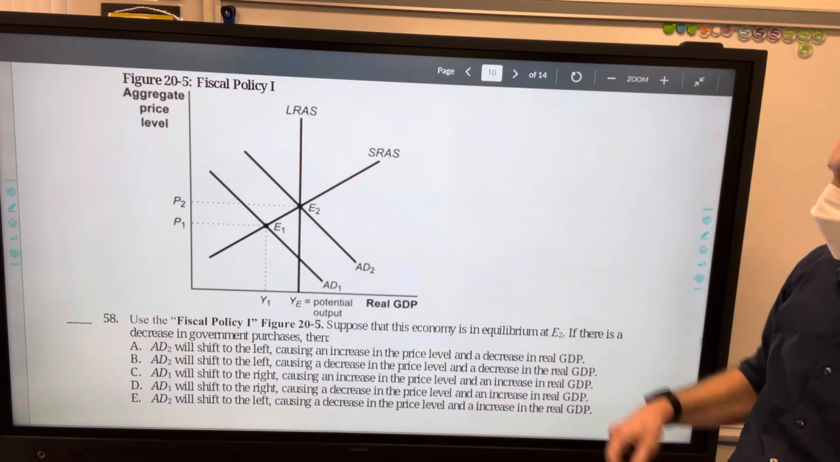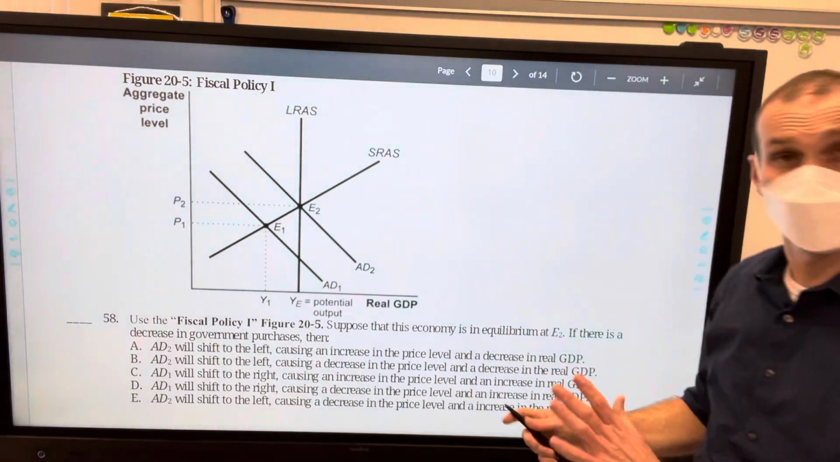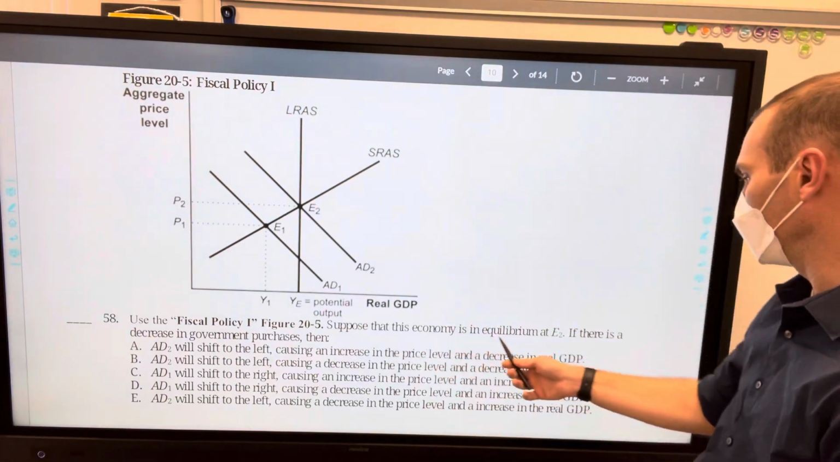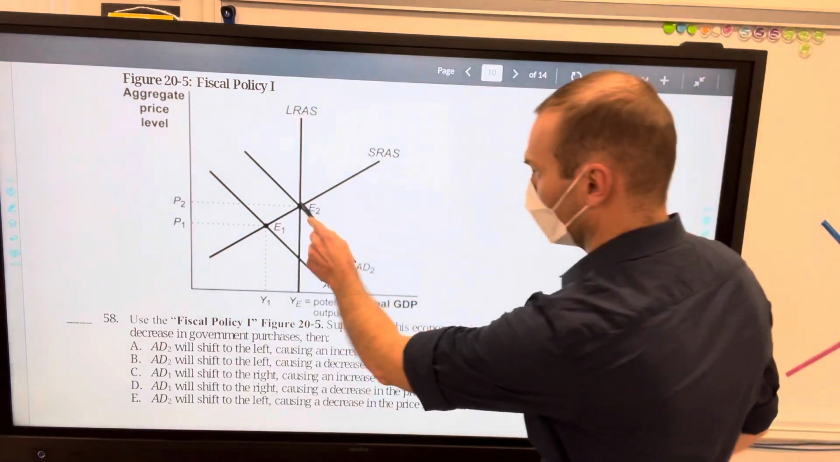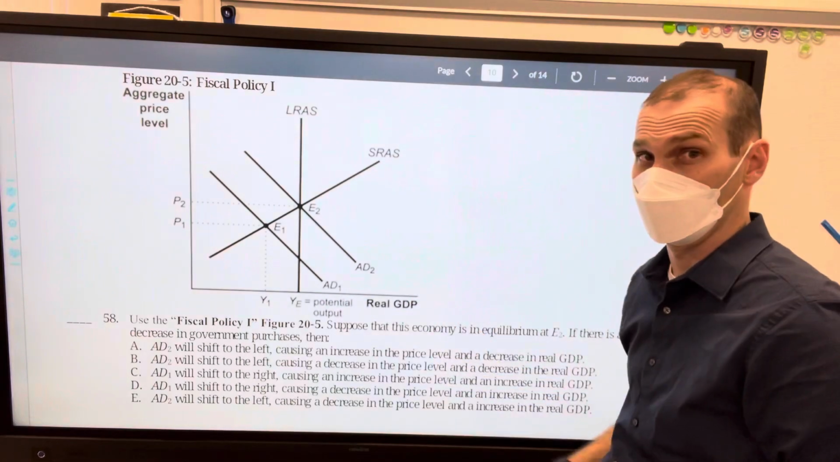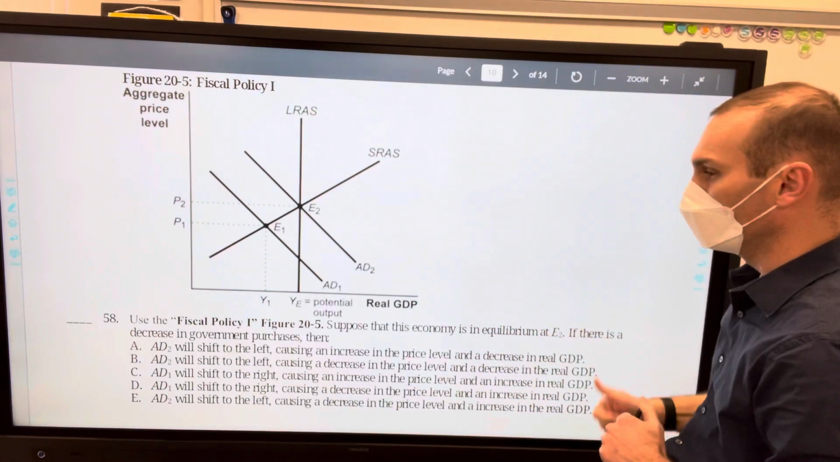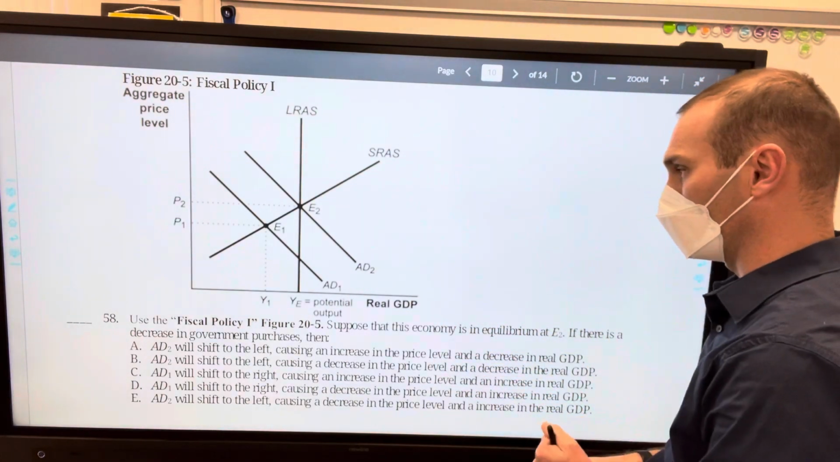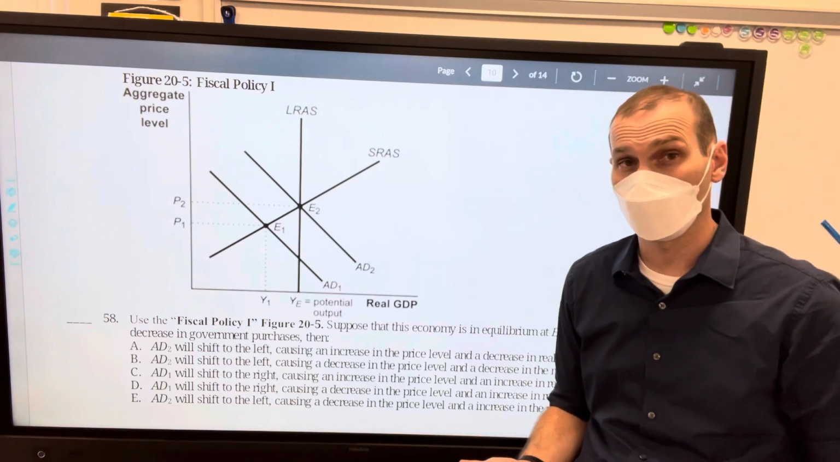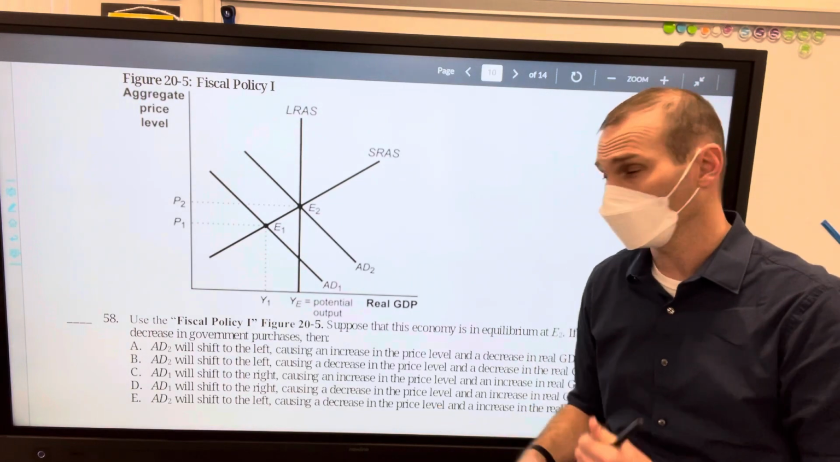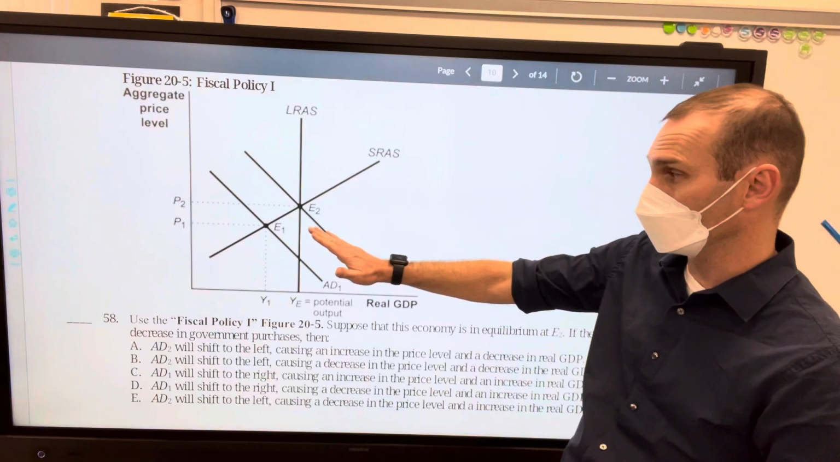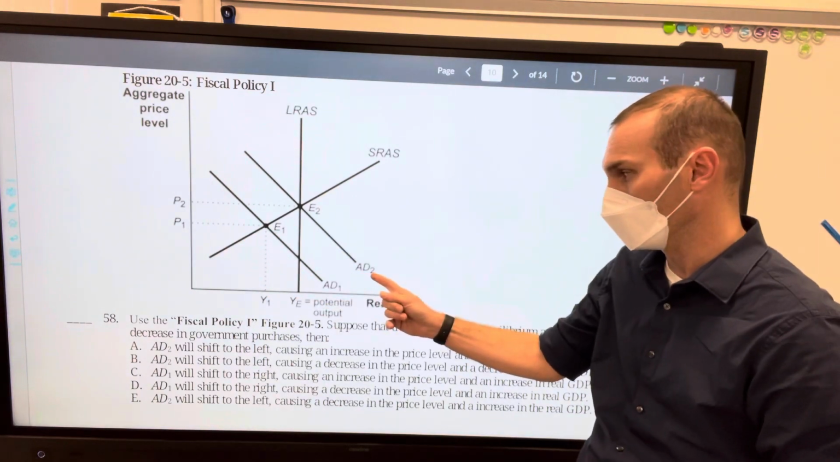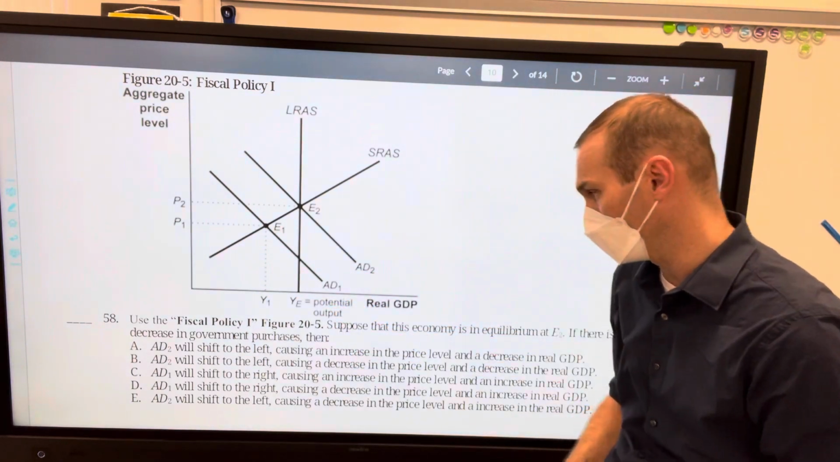All right, fiscal policy, good stuff. So 58 says, suppose that the economy is in equilibrium at E2. So right there, long run and short run equilibrium. If there is a decrease in government purchases, so a decrease in government spending on goods and services, that would move our demand to the left. So kind of going from AD2 to AD1.